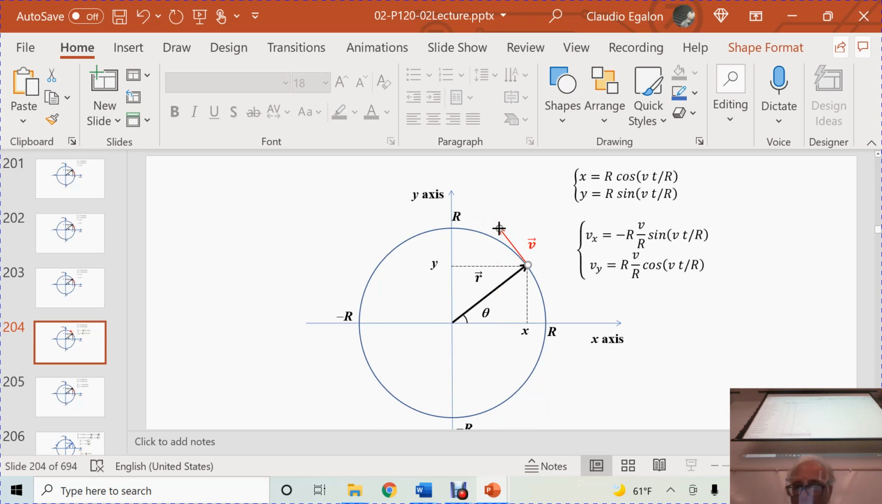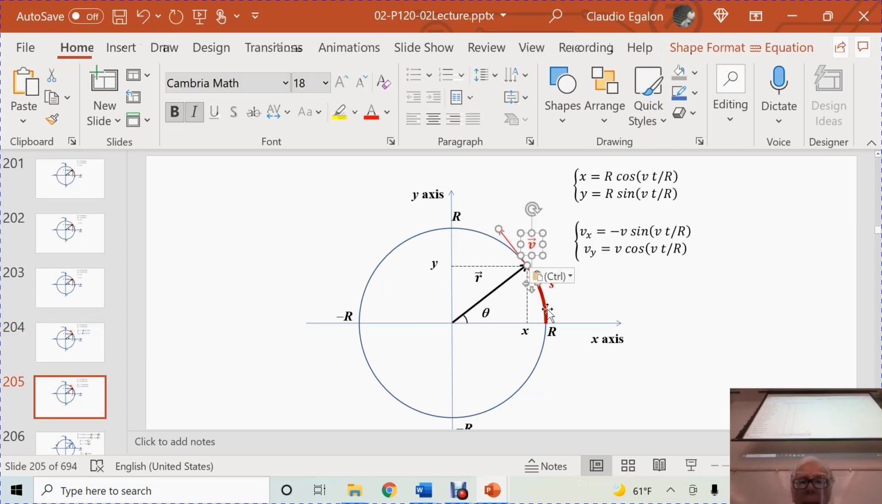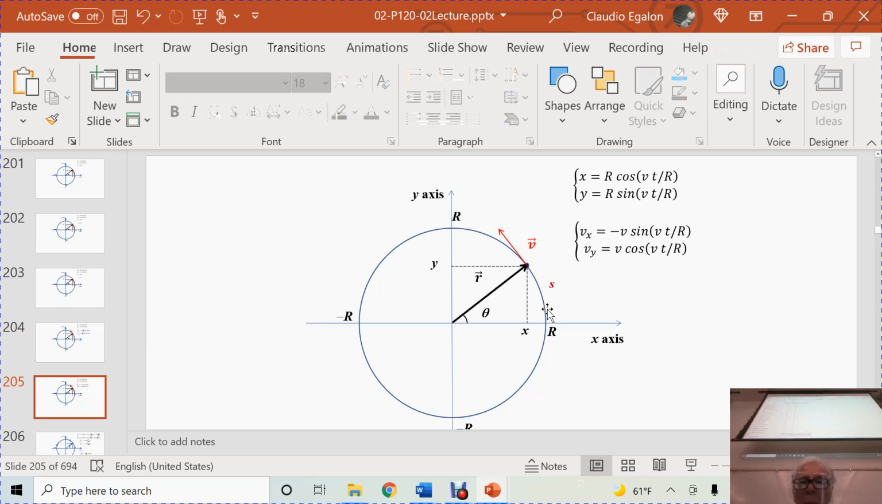Negative x component for the velocity vector at this point in the circle. Okay? See, the component here points to the left, right? That's where the sign comes from. And the y component of the vector is positive. So the negative sign makes sense.